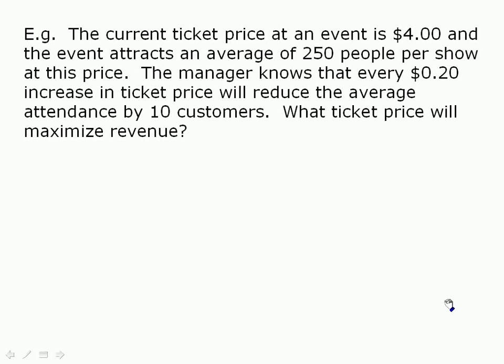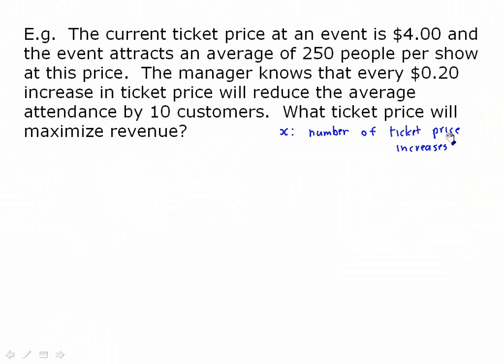Now, based on the situation, you're currently making $1,000 per event, 250 people at $4 per show. So I'm going to define the x, the variable I'm going to use at least, not to be the new ticket price, but it's going to refer to the number of ticket price increases. So if x is 1, it means that we have one ticket price increase of 20 cents, which means the new price is $4.20.